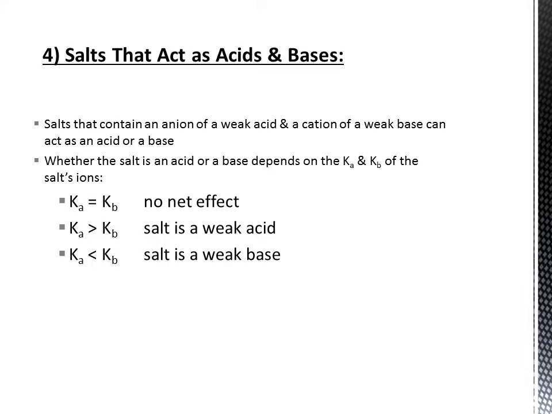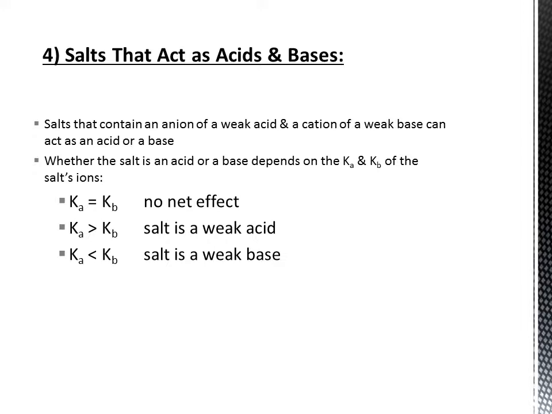The last scenario is that we can have salts that have both a cation and an anion that are capable of hydrolyzing. So if we have both occurring, how do we know whether it's going to be acidic, basic, or neutral? The answer is to look at all the equilibrium constants. If the Ka and the Kb are equal, that means the acid and base strengths are equal, and so we'll have an equal amount of hydronium and hydroxide, and so there'll be no net effect to the pH of the solution. It'll still be neutral.